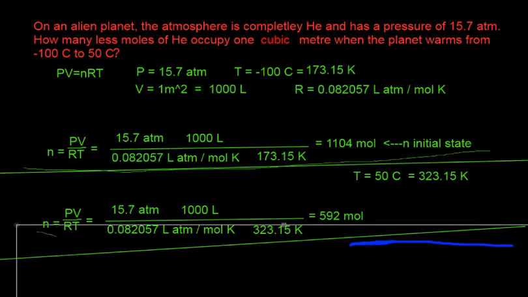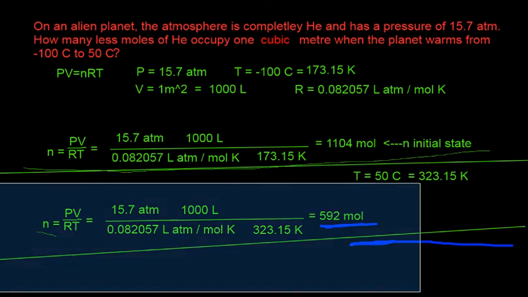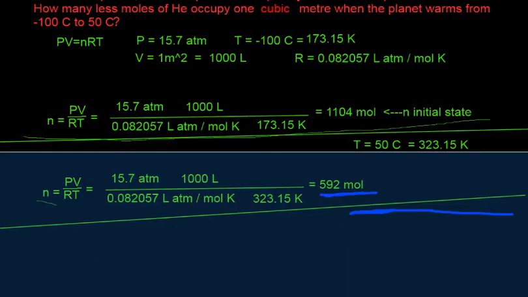except now you have a different temperature value. Instead of your 173.15, it warms up 150 degrees from -100 to 50 degrees. So you just put that in, and the corresponding value is 592 moles.